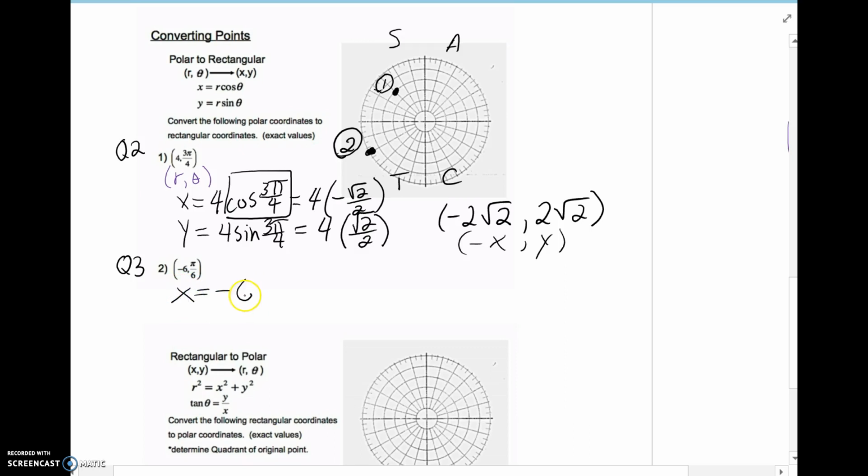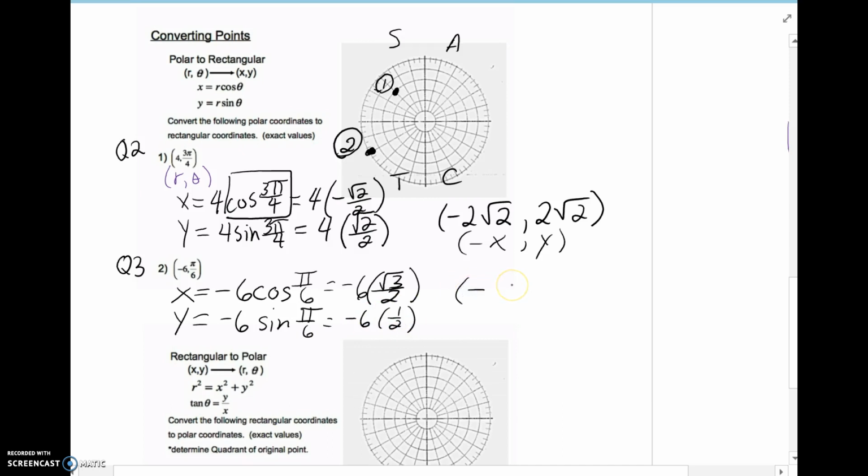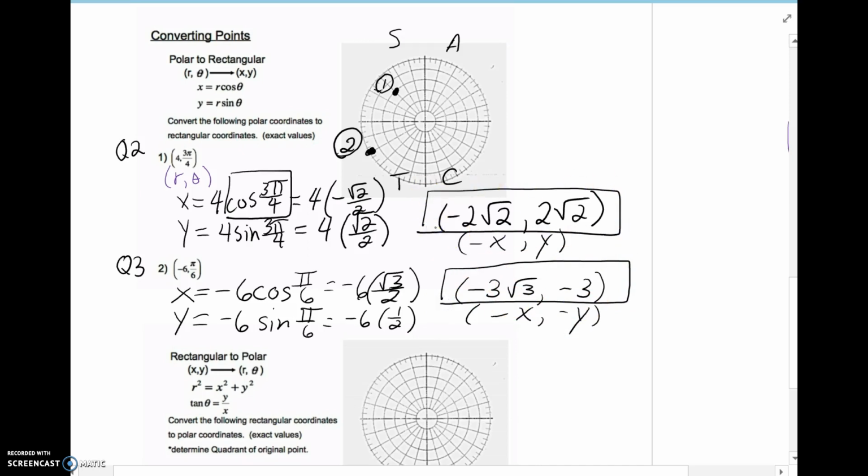We'll do x equals negative 6 cosine pi over 6. So negative 6 times, and pi over 6 for cosine is root 3 over 2. And then y would be negative 6 sine pi over 6. Negative 6 times 1/2. So they do, in fact, both come out to be negative. We're going to get negative 3 root 3 and negative 3. So again, checking negative x, negative y is correct for the third quadrant. Now, as long as you have your All Students Take Calculus, that should not be a problem.